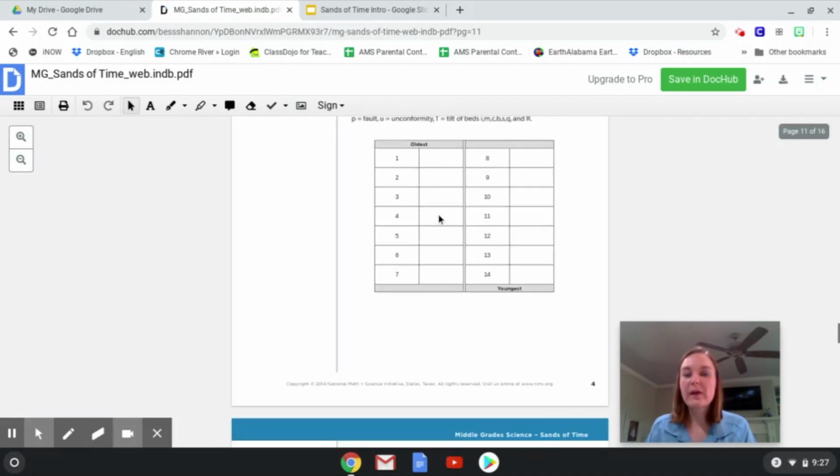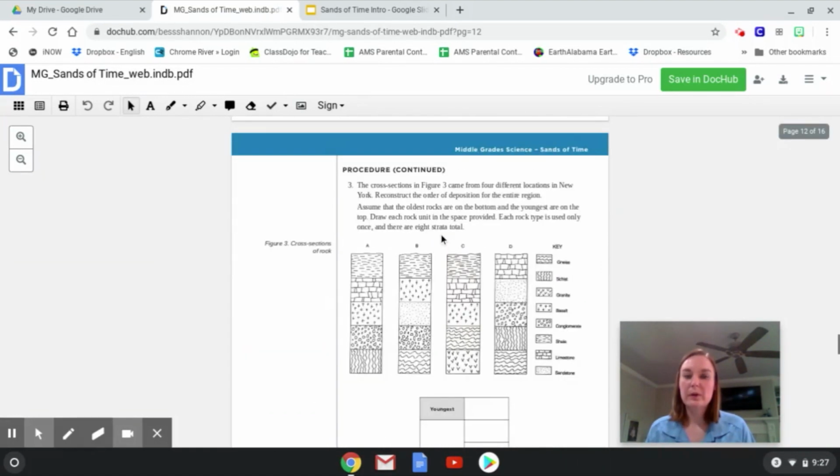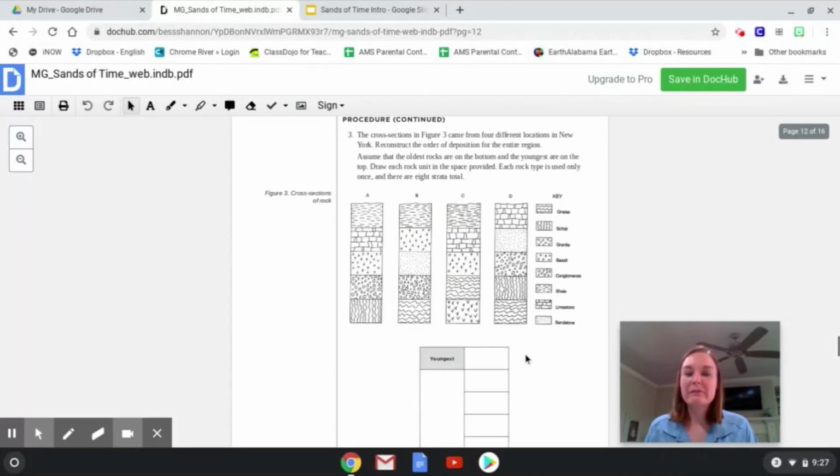So for the final activity, students are going to start to piece together what they've learned from the first two, and they've got a cross section. These different columns were all taken from different locations within the same state. They were taken from New York, and they are marked with each layer with a little symbol to help you see what type of rock it is. Over here we've got gneiss and schist, granite, basalt, conglomerate, shale, limestone, and sandstone.